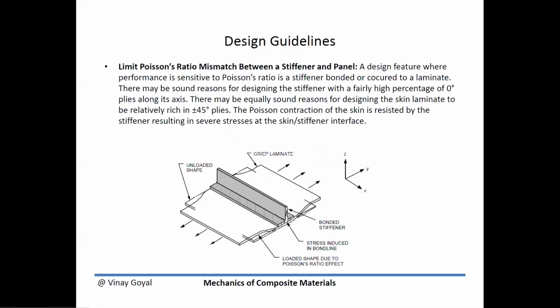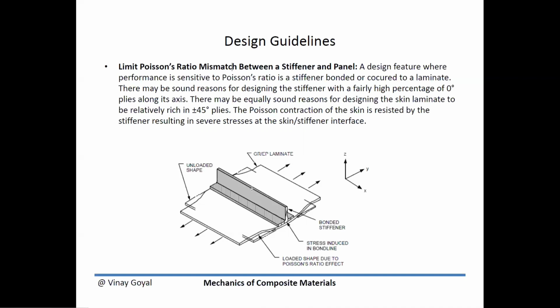It's also very important to limit the stresses. You want to reduce the stresses between two materials because that can cause significant concerns. So limit the Poisson ratio mismatch between a stiffener and panel. That's exactly what you want to do.